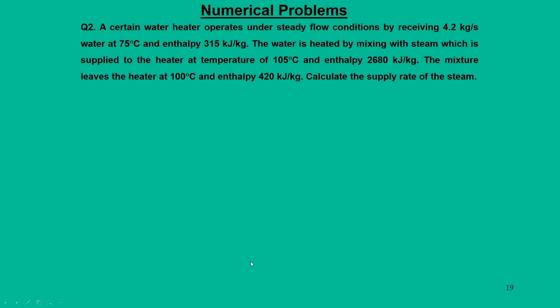Another problem is based on steady flow devices. In this case, it is a water heater and it operates in steady flow conditions. It takes water at certain enthalpy and temperature, and the water is heated with steam, which is supplied at certain conditions, 105 degree centigrade and 2680 enthalpy, and of course, the mixture is leaving at 100 degree centigrade and 420 kilojoule per kg. We need to find the supply rate of the steam.